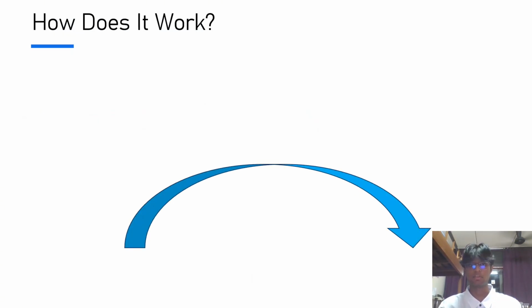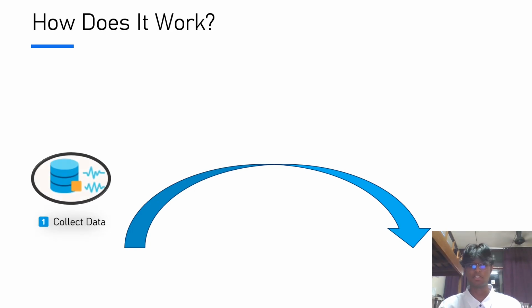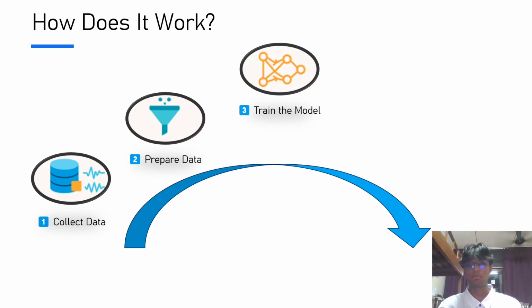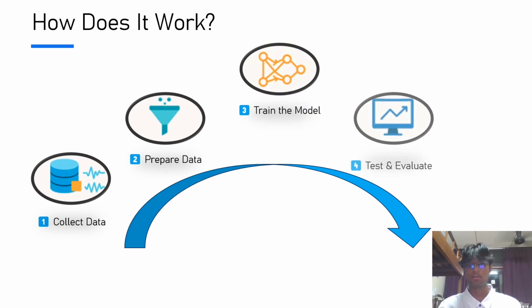So how does it work? There are 5 steps. The first step is the machine collects data from datasets. The second step, it prepares the data by undergoing pattern recognition. Third step is it trains the model to understand the pattern recognition. Fourth step, it starts testing and does its own outputs.